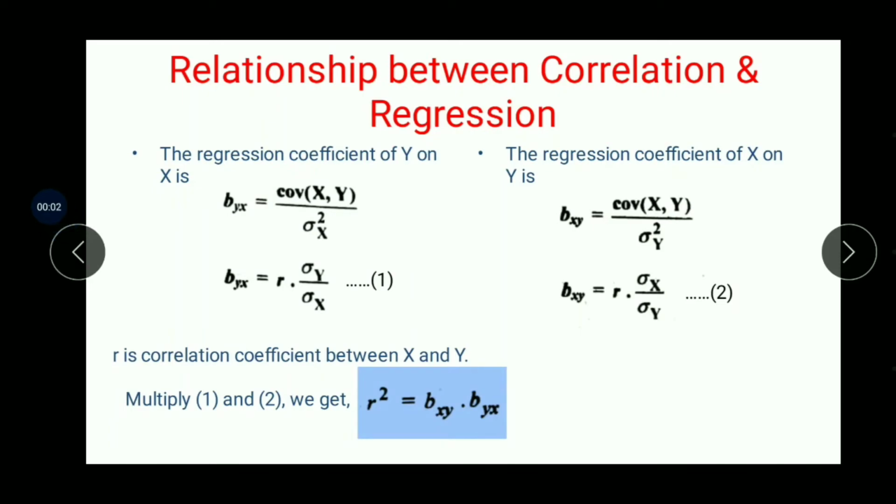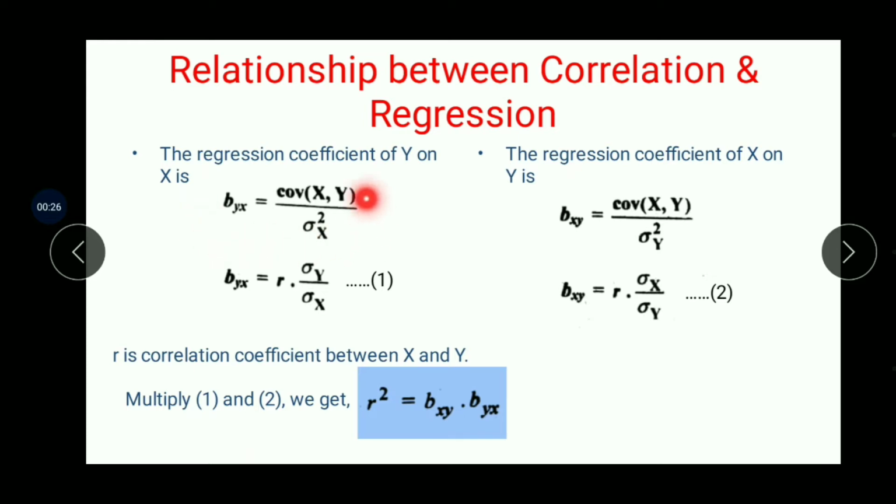Hello students, in this video we will study the relationship between correlation and regression. Actually, we will study the relationship between correlation coefficient and regression coefficient. You already know what is correlation coefficient. Correlation coefficient is equal to covariance of xy upon sigma x into sigma y. And what is regression coefficient?